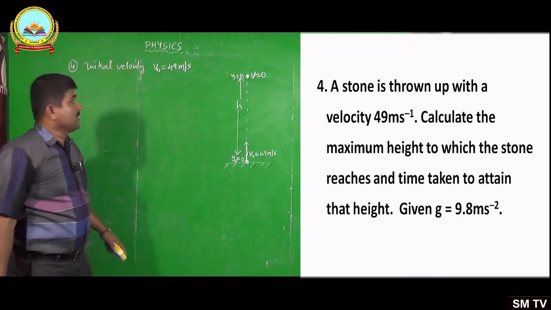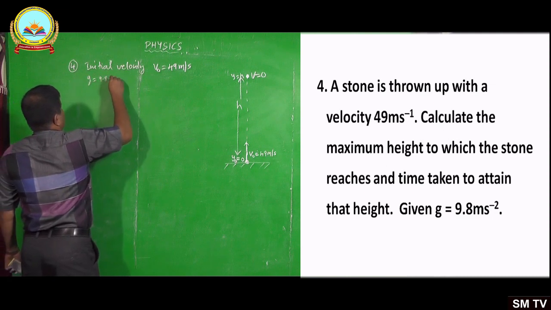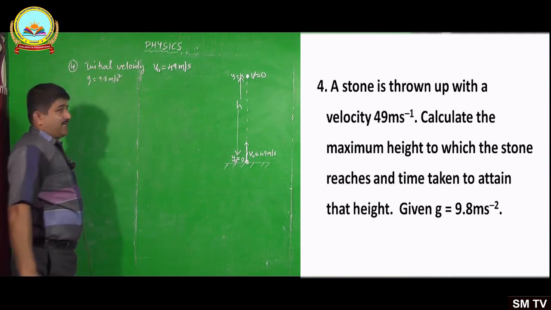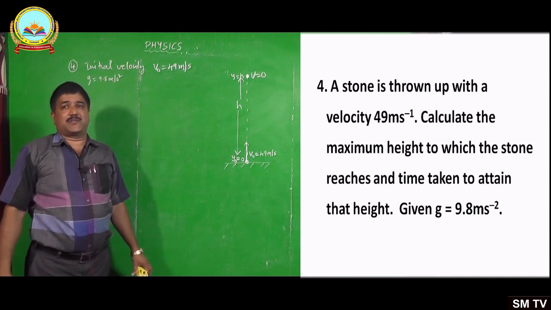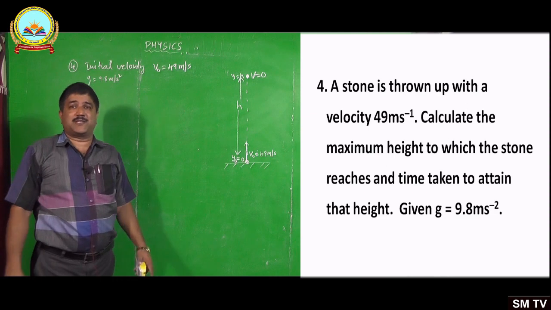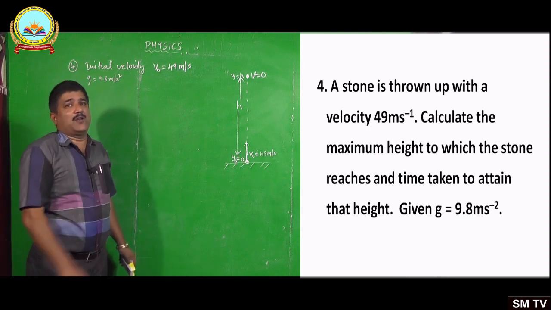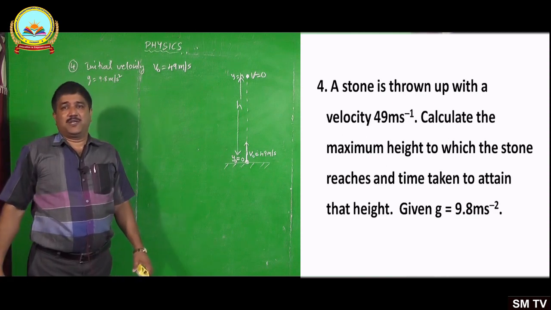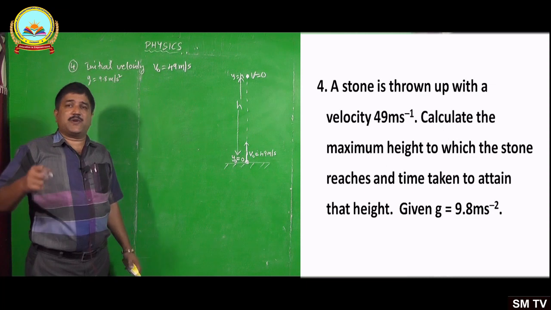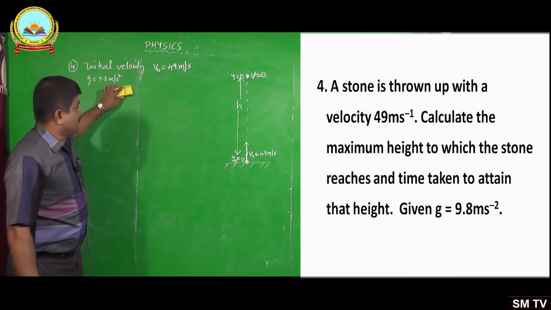Then next, the g value is given. So given g value 9.8 meter per second square. Usually in the problems they will provide the g value as 9.8 meter per second square, or sometimes they may give 10 meter per second square. So whatever is given in the question, you are supposed to use the same value. Even if it is given as 10, you cannot use 9.8. If it is given as 10 meter per second square, you have to substitute the same in the problems.